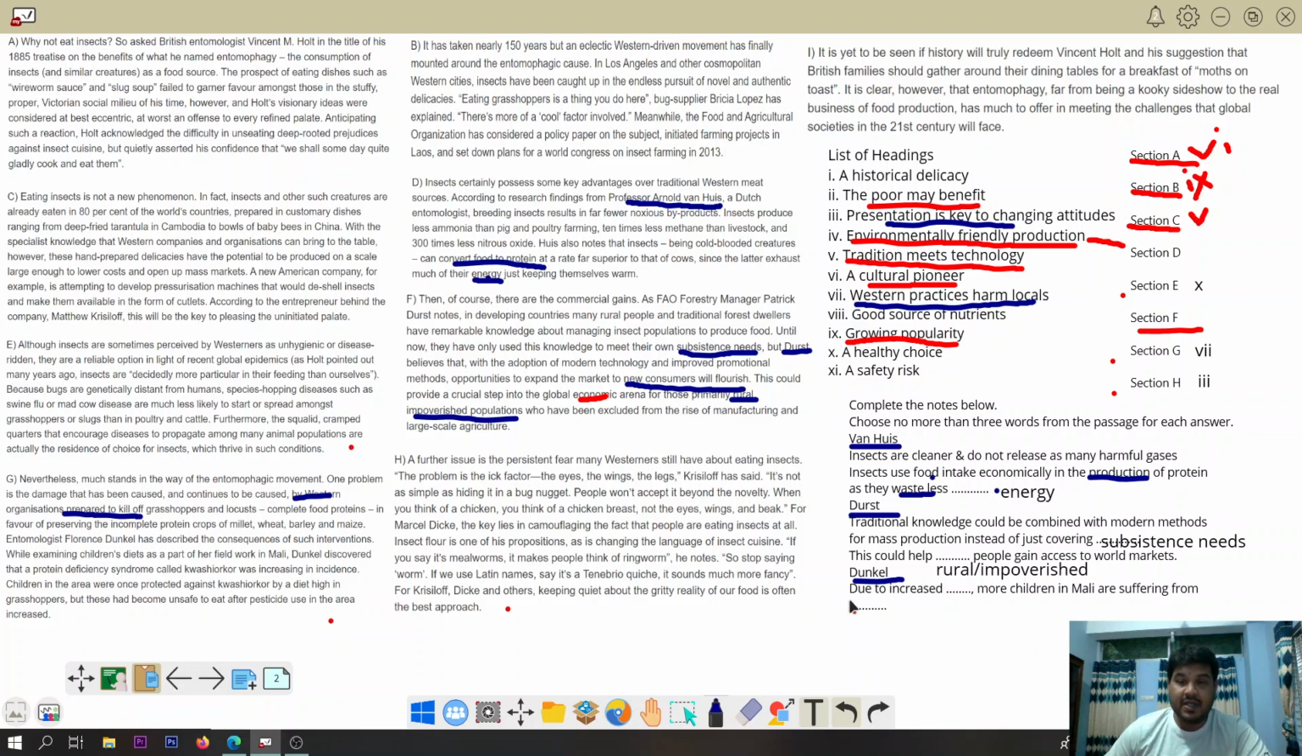Right? Good. Now let's do it with Dunkel. So here, due to the increased dash, more children in Mali were suffering from dash. Now again, Dunkel, we can find Dunkel here. Now we need to find something that has increased, and then due to that increase, children are suffering from some sort of disease or something they're suffering from.